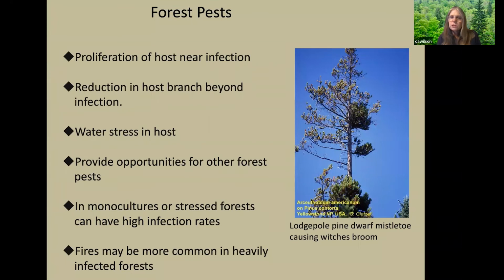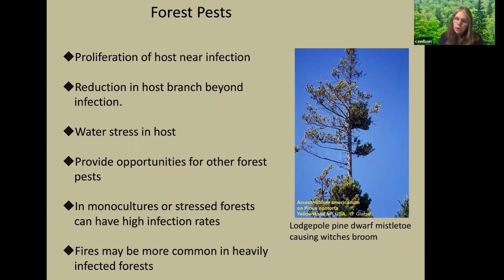And another thing you see is a reduction in the host branch beyond the infection. That's because the mistletoe is really pulling water from the host. It turns out that its transpiration rate is higher than the host's, and so it's able to pull water from the host. And that, of course, means less water moving beyond the area of infection. It can cause water stress in hosts, particularly if water is in short supply in the environment. And probably most importantly, it provides opportunities for other forest pests.